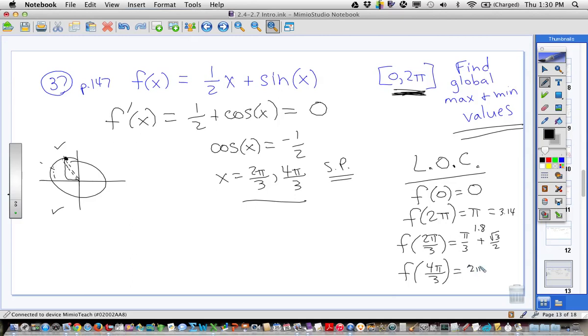2 pi thirds, right? 4 pi. Now, if you had to write it down, write it down. 1/2 times 4 pi thirds, that'd be 4 pi over 6. That'd reduce to 2 pi thirds. Okay, plus, what's sine of 4 pi thirds? That'd be down here. Negative root 3 over 2. So this, let's see, 2 pi is about 6, divided by 3 is about 2. Take away 0.8, that's about 1.2.